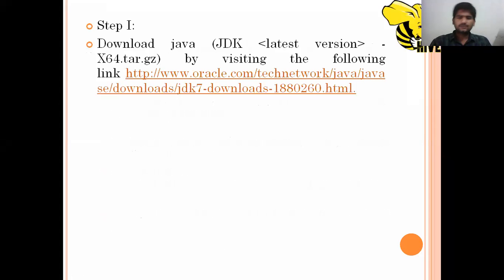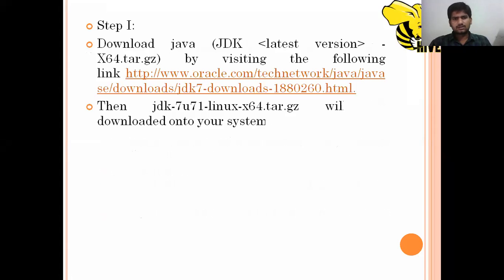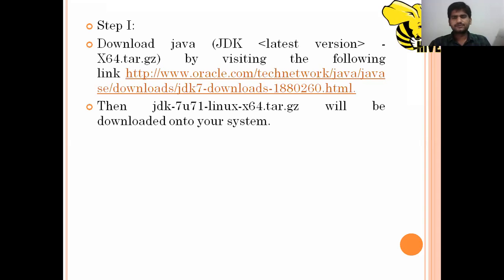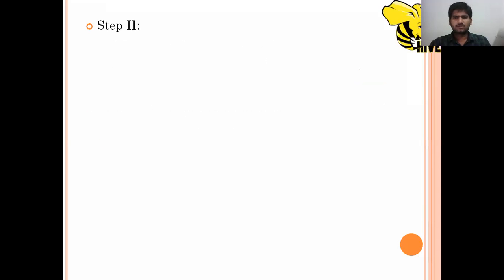If it is not installed, what do we have to do? Download the JDK version. We have a link here also, and then the JDK will be downloaded onto your system. On a Windows operating system, if the file is there, we can simply double click and install. But here we have to install this through the command prompt. I will show you.